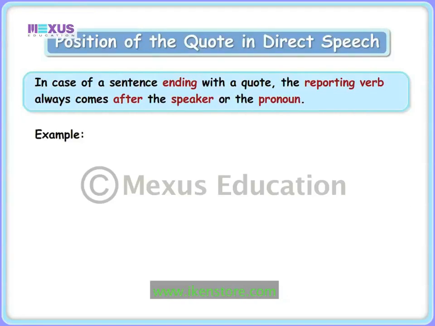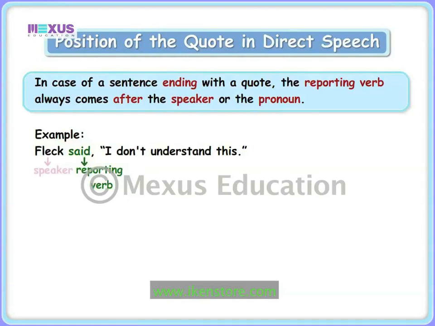Let's take an example here. Fleck said, "I don't understand this." Here, the quote is placed at the end of the sentence. In this second example, the reporting verb said comes after the speaker, Fleck. If we use a pronoun in place of Fleck and say, "He said, I don't understand this," the position of the reporting verb still remains the same.